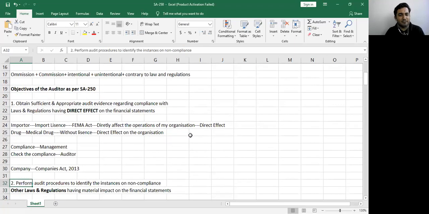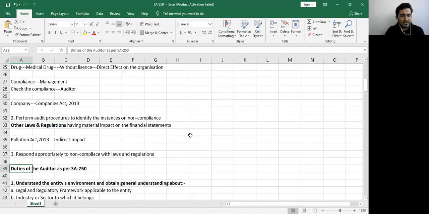Right? Second point that we saw is that it is the auditor's duty to perform audit procedures to identify instances where there is non-compliance with other law and regulation, which is having a direct impact on the organization. So the first duty is for direct effect, where you have to obtain sufficient appropriate audit evidence. The second duty is for what? Other laws and regulations. There, what do you have to do? You have to perform audit procedures over there.